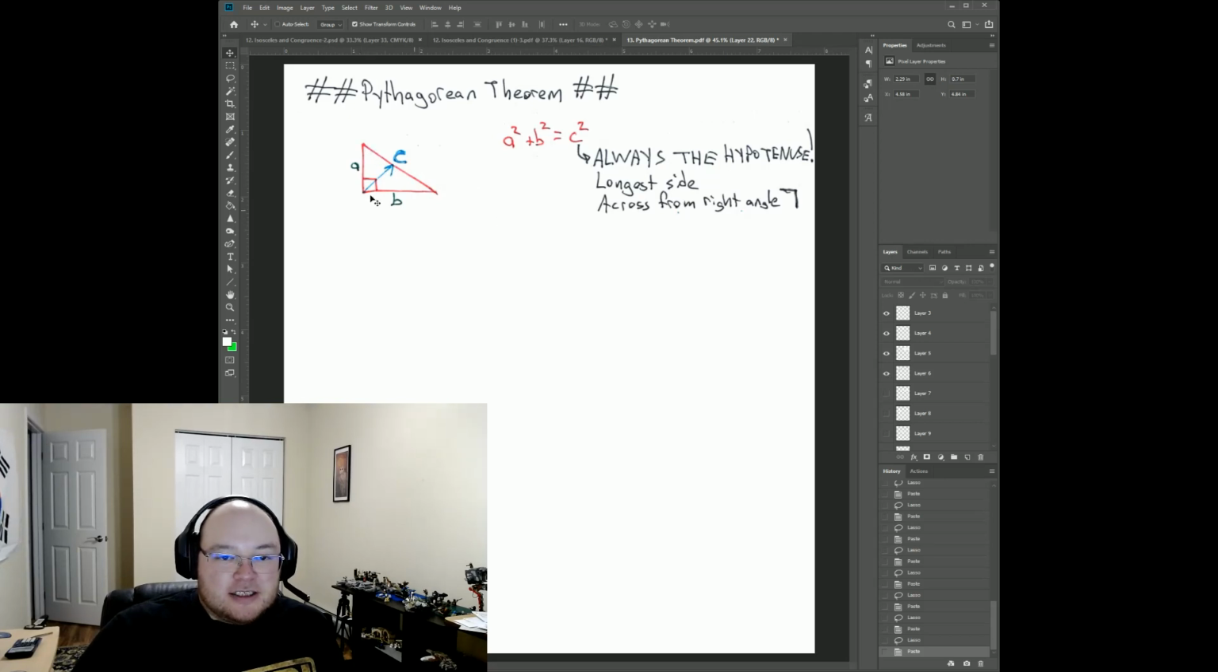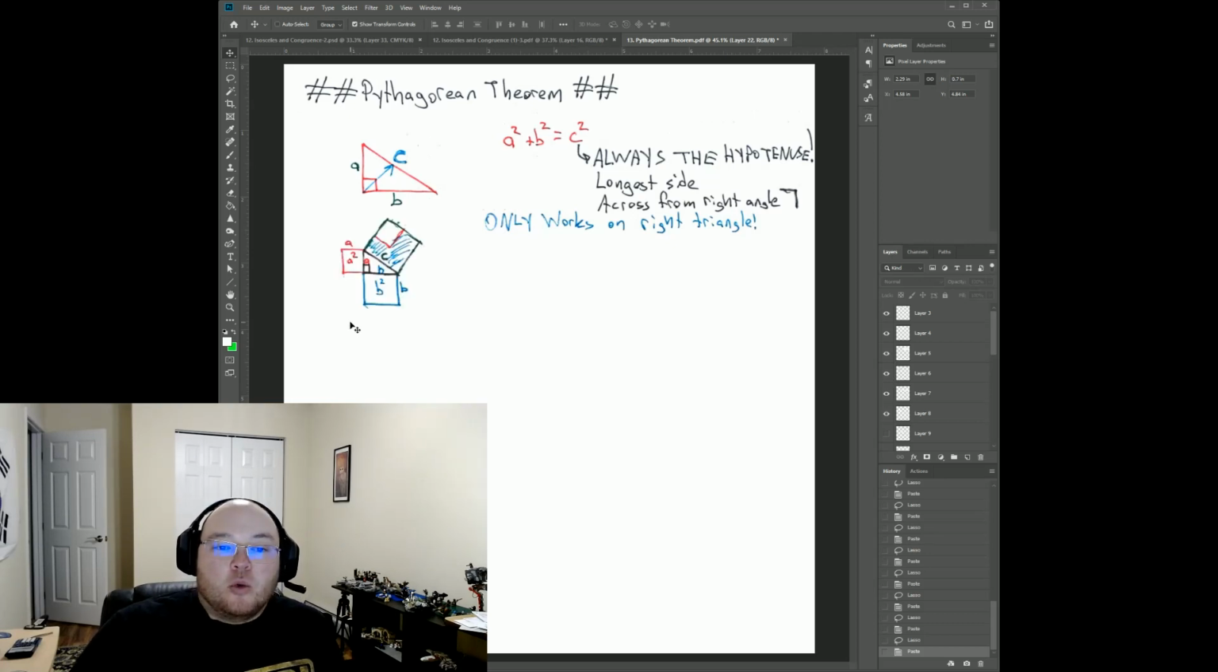B of the legs. C is always the one across, the hypotenuse, the slanted one. Pythagorean theorem. It will only work on right triangles. It works on nothing else other than that.